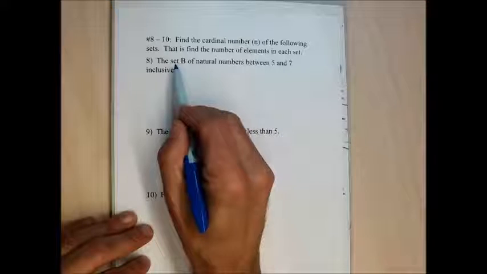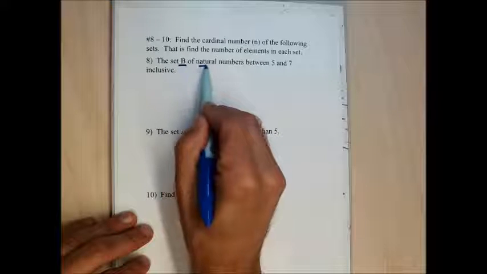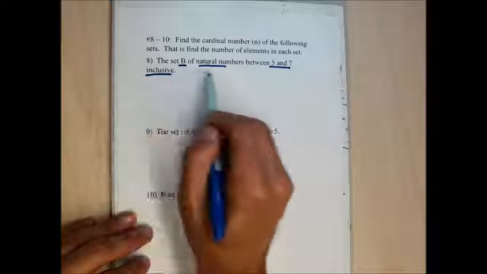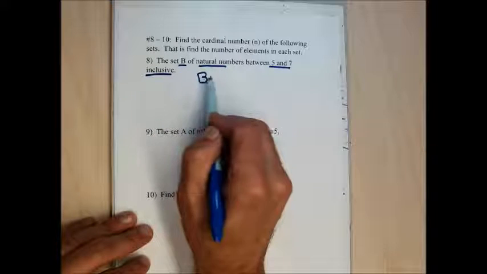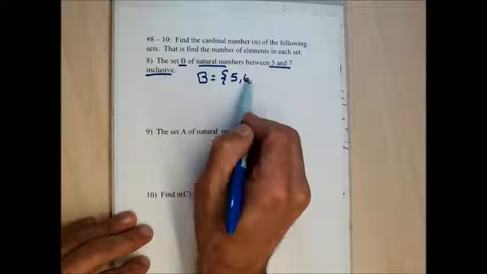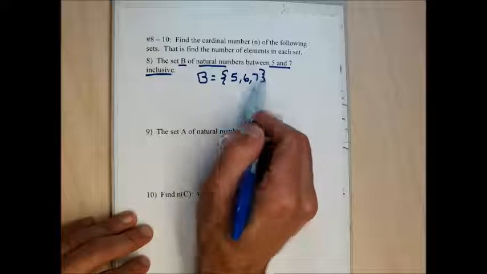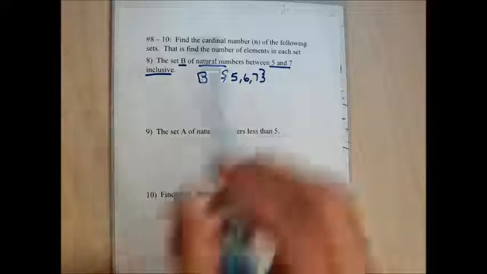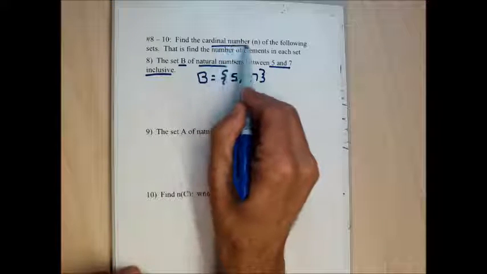In problem 8, B is a set of natural numbers between 5 and 7, inclusive, including the 5 and 7. So B is the set that contains the numbers 5, 6, and 7. That's writing the set in roster form. Although I didn't do anything wrong, I didn't answer the question. The question is, what is the cardinal number of the set?